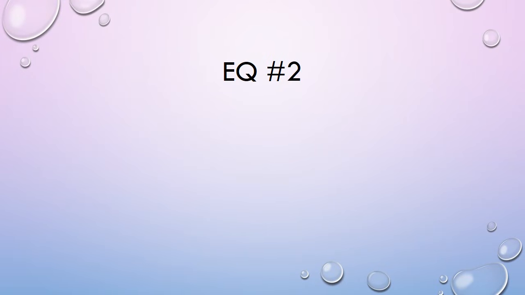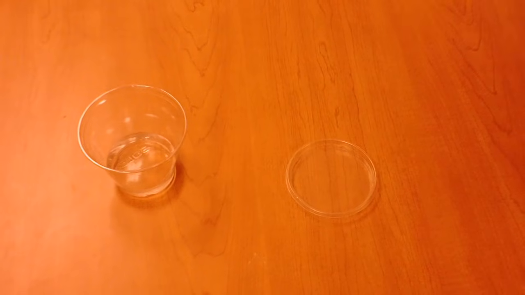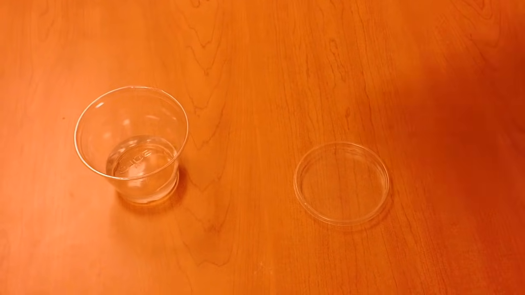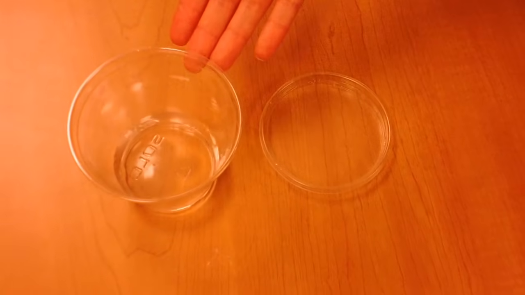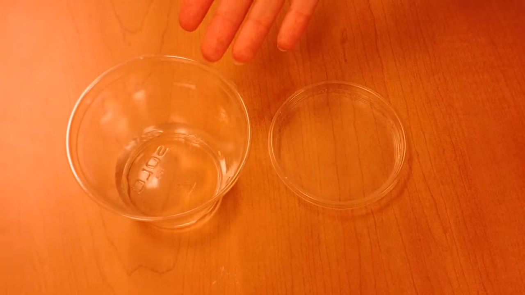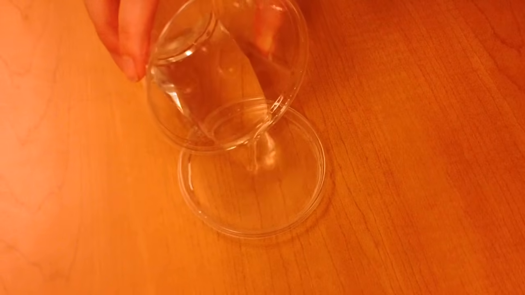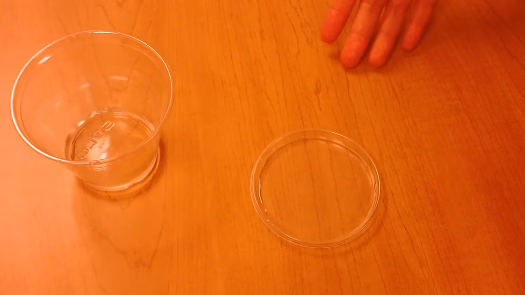The second essential question is, how can you determine if a clear liquid is a solution? In order to determine whether a clear liquid is a solution, one thing you can do is evaporate it. This is a clear liquid. I'm not sure if it is just water or if it's a solution. So I'm going to pour it into this evaporation dish. After I let the evaporation dish sit for a few days, I'll know whether it's a solution or not.